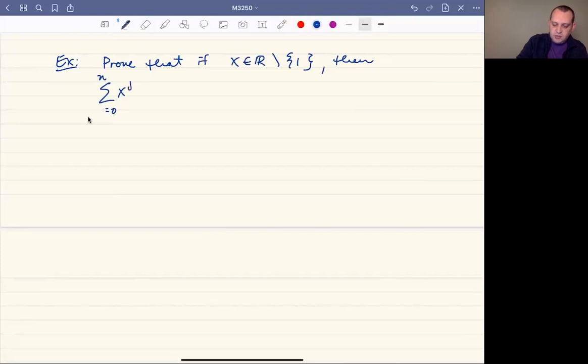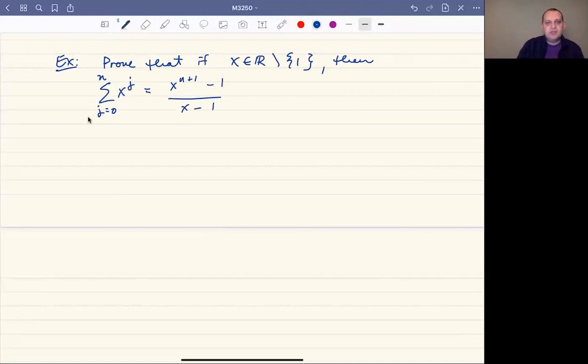j as our subscript here, and the reason why I want to use j as a subscript is that k is often used in the inductive step. So we have 3 variables now. So let's prove that if x is a real number not equal to 1, then we have a formula for the sum of x to the j, and that formula is x to the n plus 1 minus 1 over x minus 1. And this should look familiar.